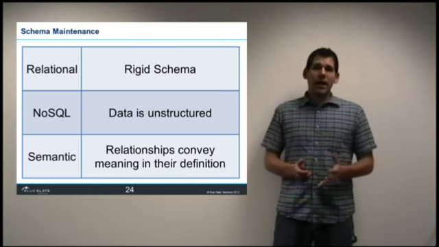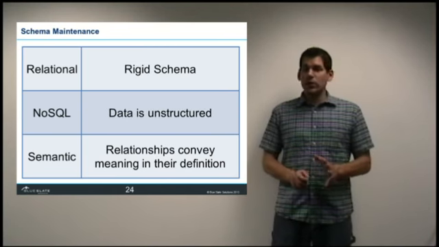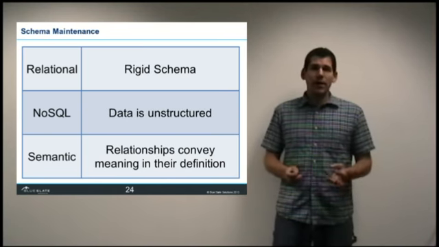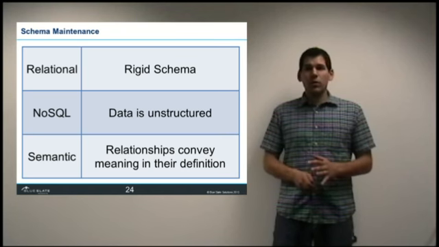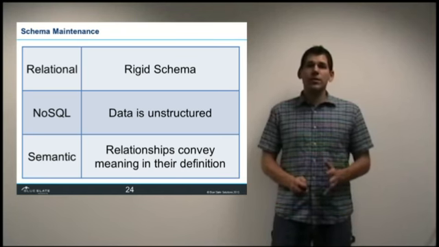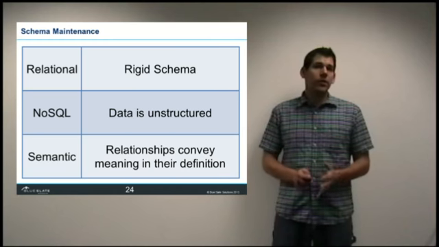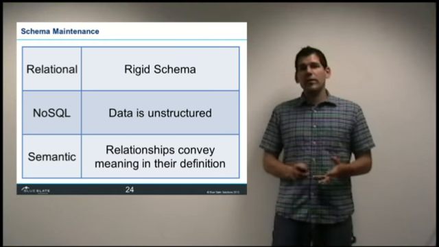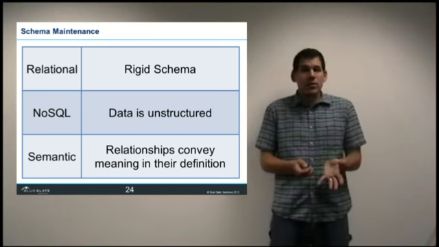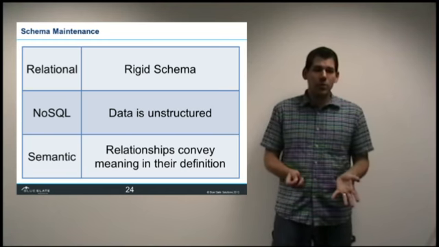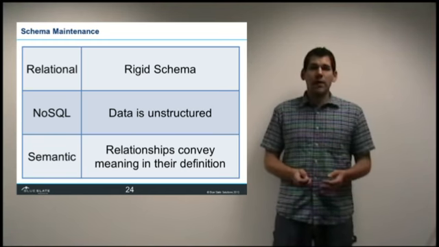On the schema maintenance side, relational has that rigid schema. There's good things about it, there's bad things about it. There are a lot of bad things about it now that we're moving into a world where data is flying around at increasing speeds. It's constantly changing. We're dealing with new sources of data, and that rigid schema can be very limiting. With NoSQL, you don't have that issue. The data is completely unstructured. We just have key value pairs, which is great for that sort of application.